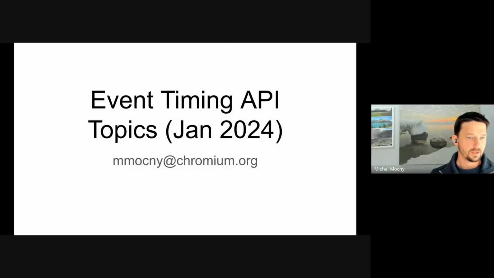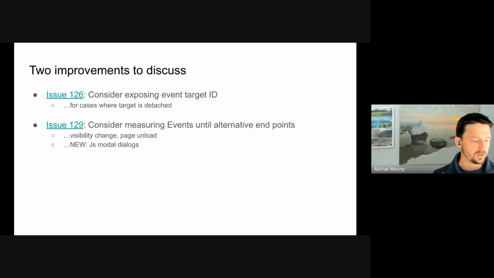All right. So I have two issues I wanted to discuss today. These have been open for a little bit, and I think we might have even discussed them a little bit, but I'm trying to make progress on them in Chromium. And after some more thought, I think it's a little bit more complicated than I realized. I wanted some input. The two issues are related to event timing attribution and exposing a target ID.